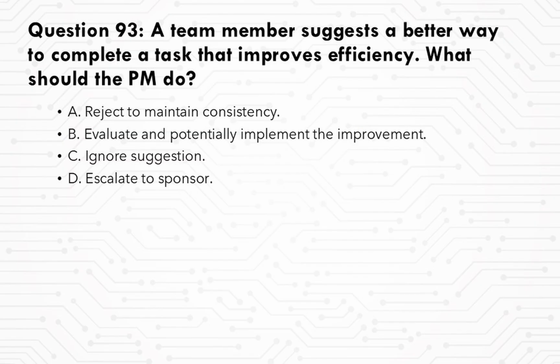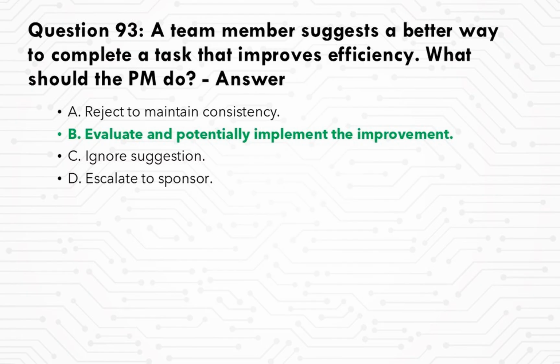Question 93. A team member suggests a better way to complete a task that improves efficiency. What should the PM do? A. Reject to maintain consistency. B. Evaluate and potentially implement the improvement. C. Ignore suggestion. D. Escalate to sponsor. Answer: B. Continuous improvement is encouraged.